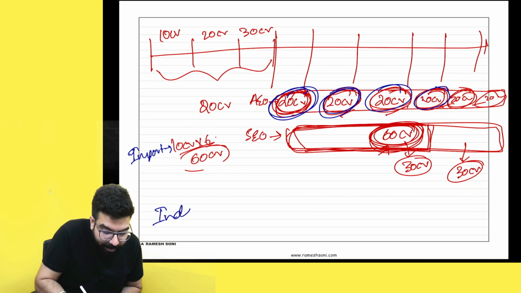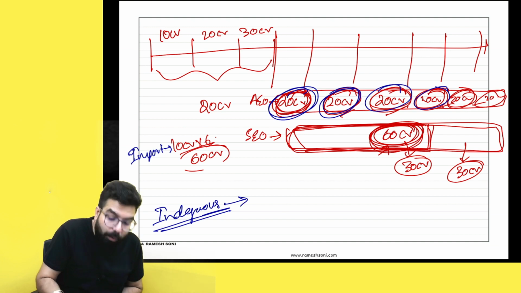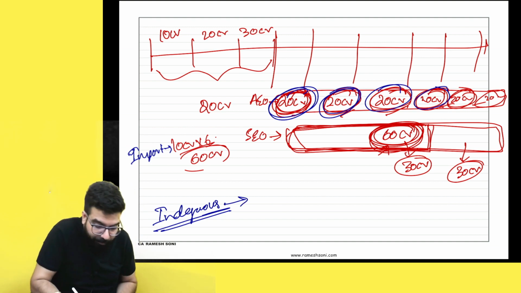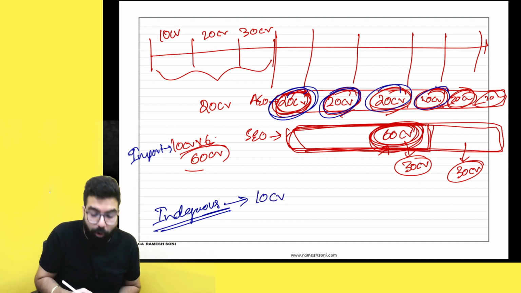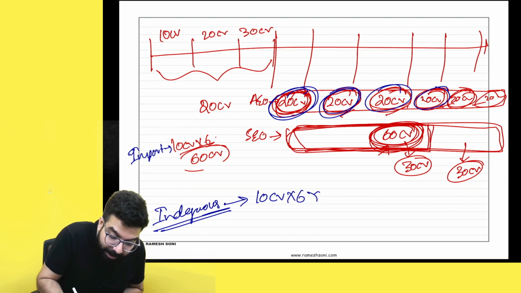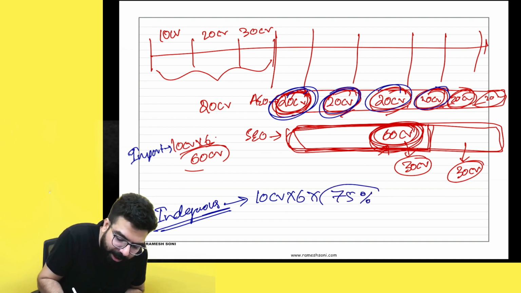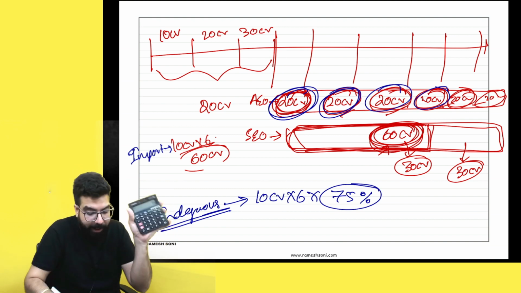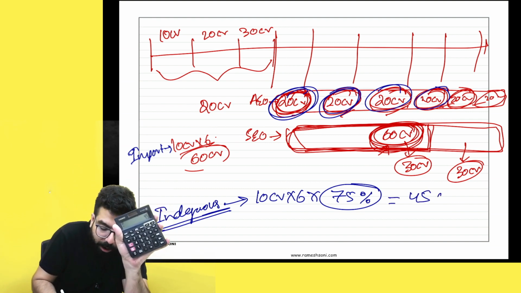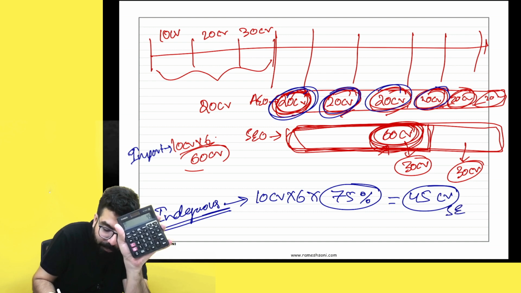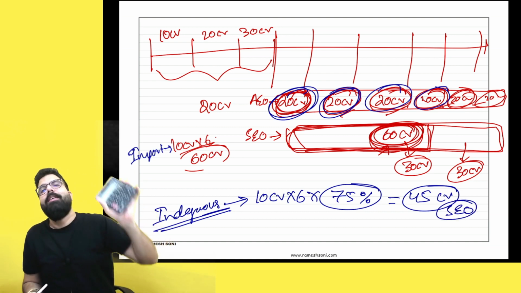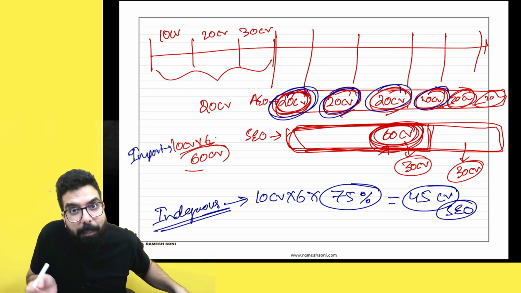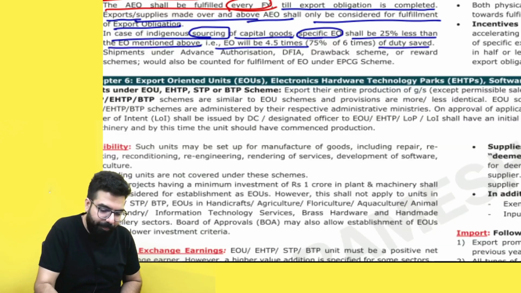But if indigenously you had gone ahead and bought this capital goods, then whatever was the duty saved, notional duty saved, for an example, notional duty saved was 10 crore, 10 crore multiplied by 6 times into 75% only will be your export obligation. That is what they are telling over here. 60 crore into 75%, it means you just have to earn 45 crore rupees. That will be your specific export obligation. You don't have to earn 60 crore because you have bought the goods from India, in India only. They are telling over here.